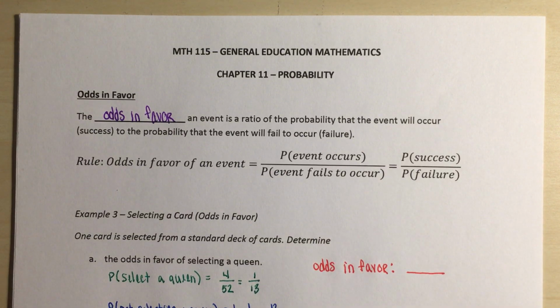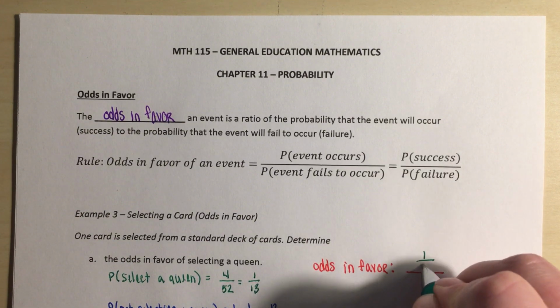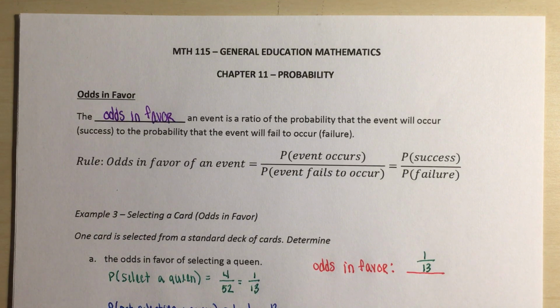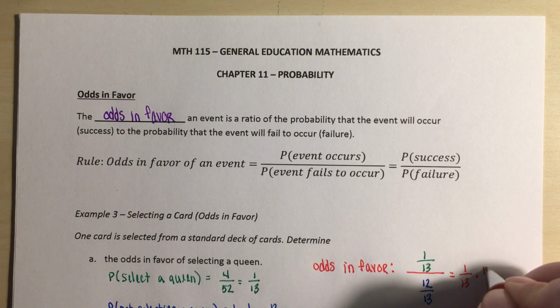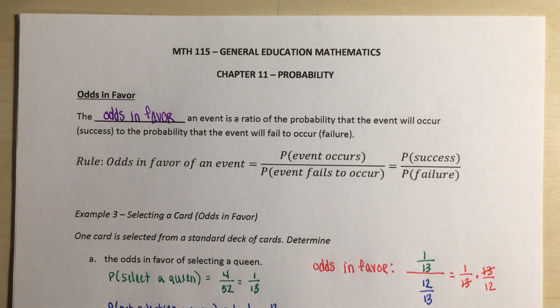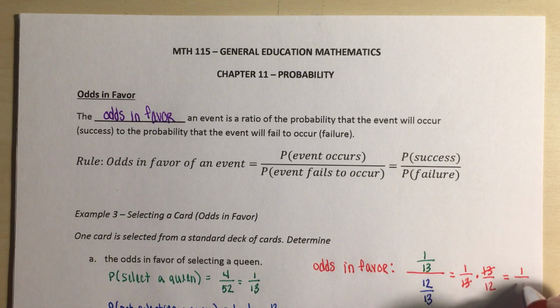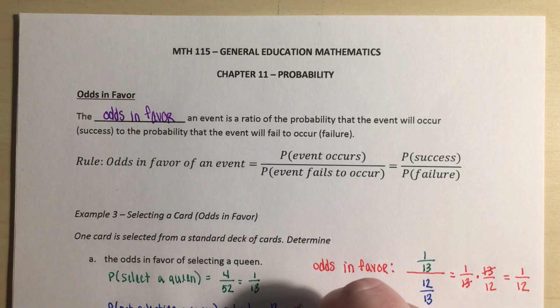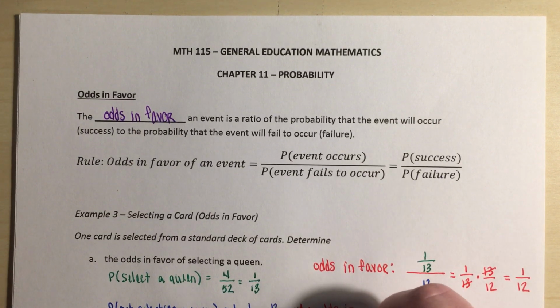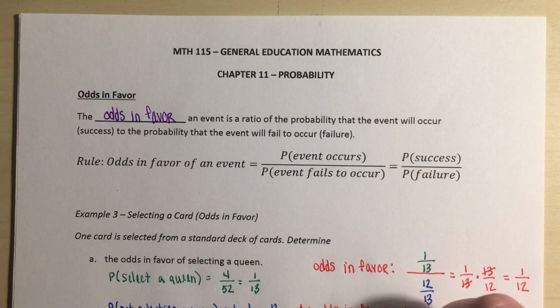All right, so this time our probability of success is going to go up top, 1 out of 13. Our probability of failure is going to go underneath, 12 out of 13. I'm going to show the work with the fraction just one more time. If we flip the second one, when we multiply, our 13s are simply going to cancel since they're the same. And we get the odds in favor of selecting a queen are going to be 1 to 12.